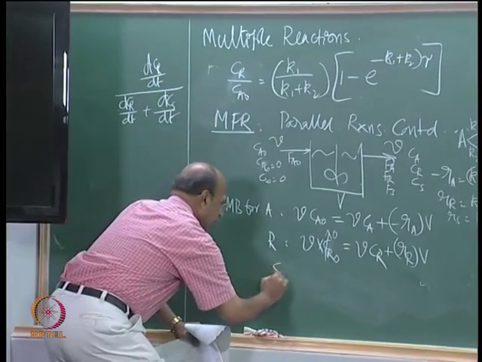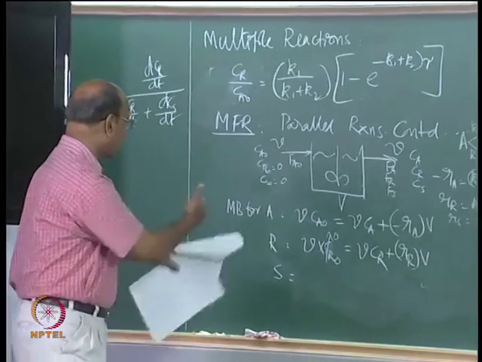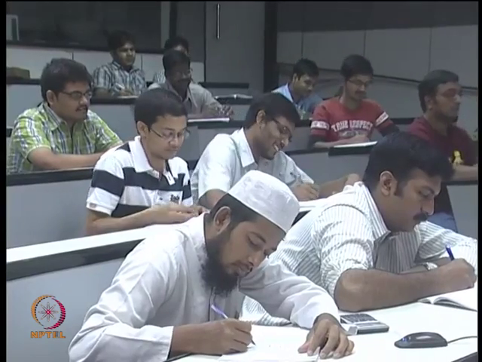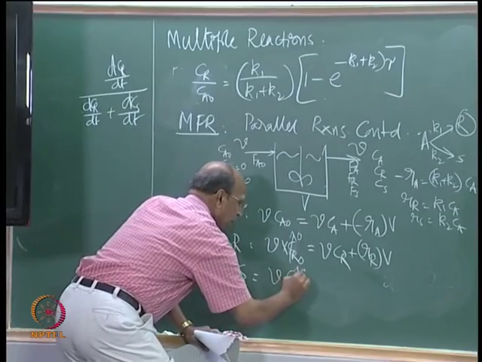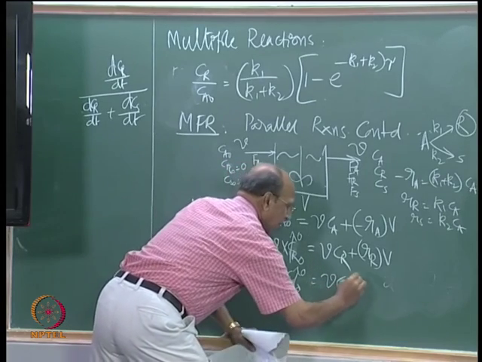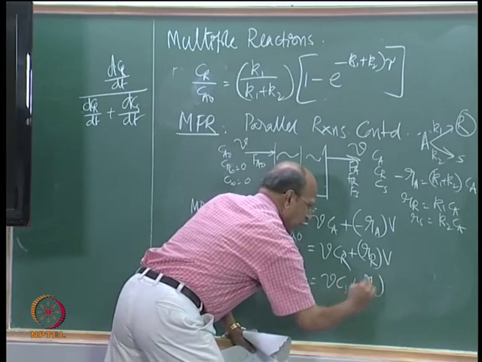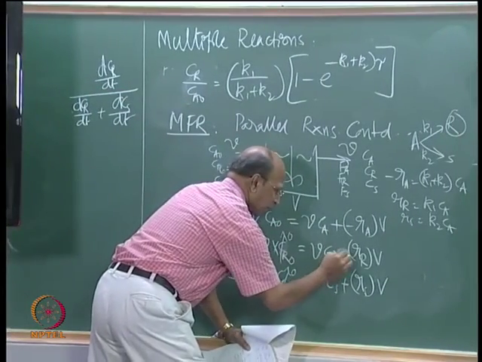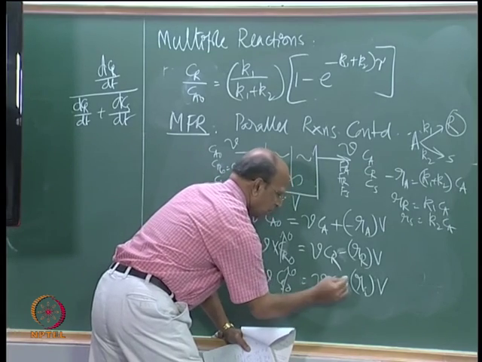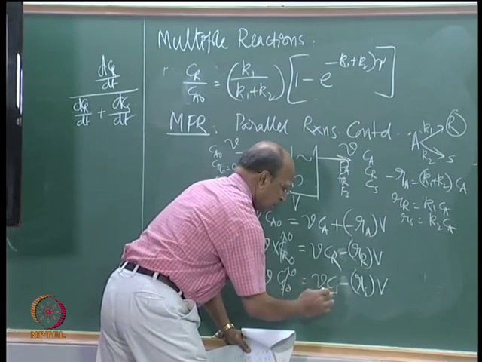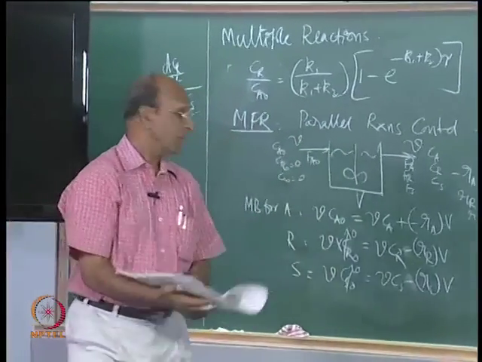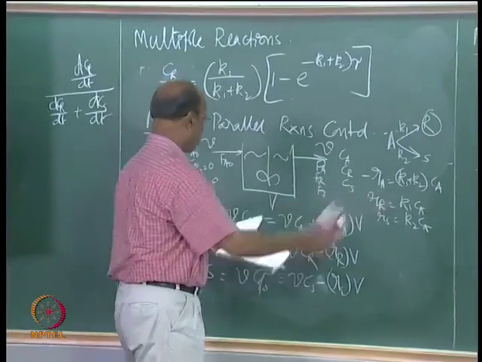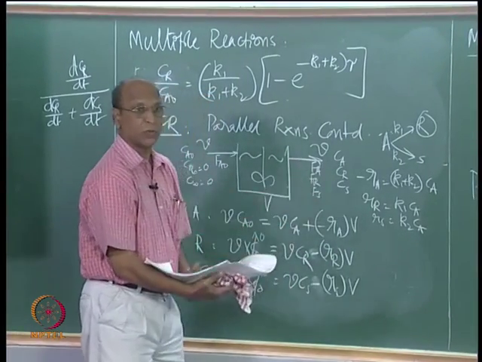And for S, same. How can I write same? Okay. So this is again 0, C S naught, V C S plus R S into V. Yeah, very good, very good. Minus, very nice, good. So, these are the equations, and then of course, you can write tau in terms of either this or this or this, any equation you can use.